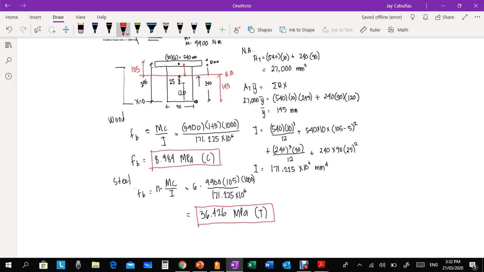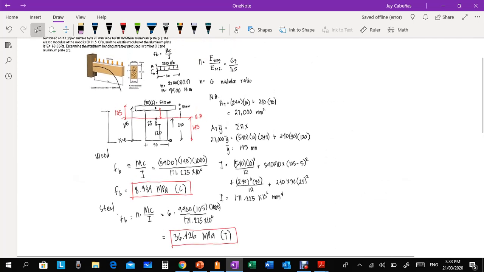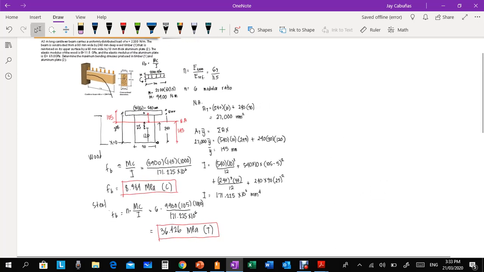Okay, so this is the answer for the steel and this is the maximum for the wood. So that is for flexural stress.